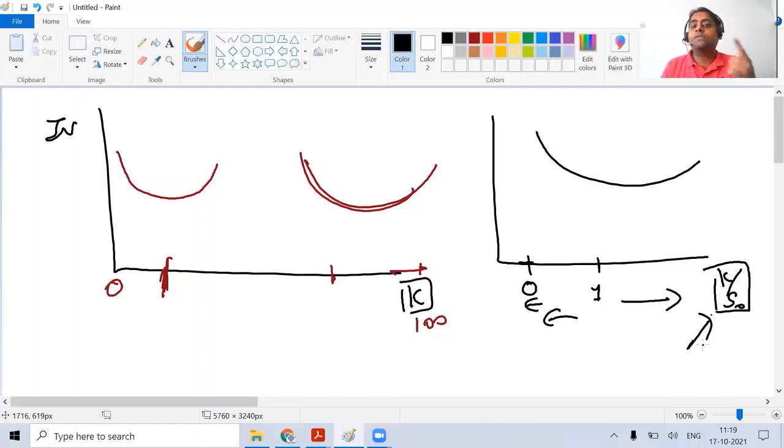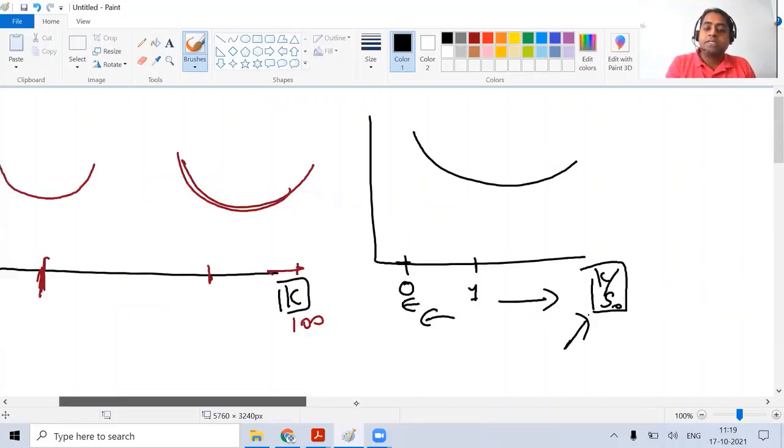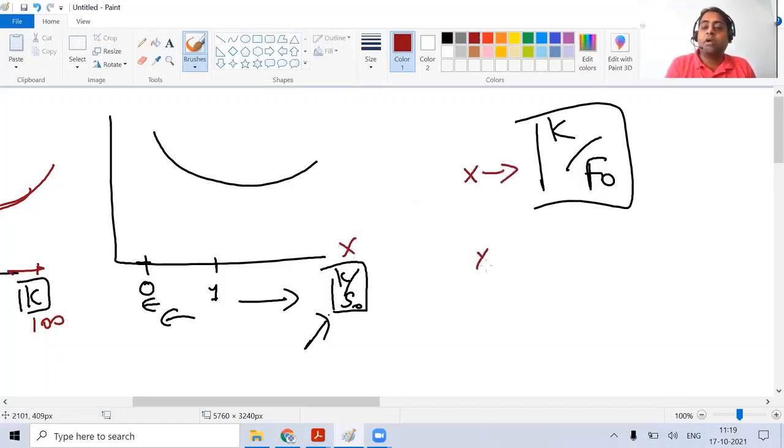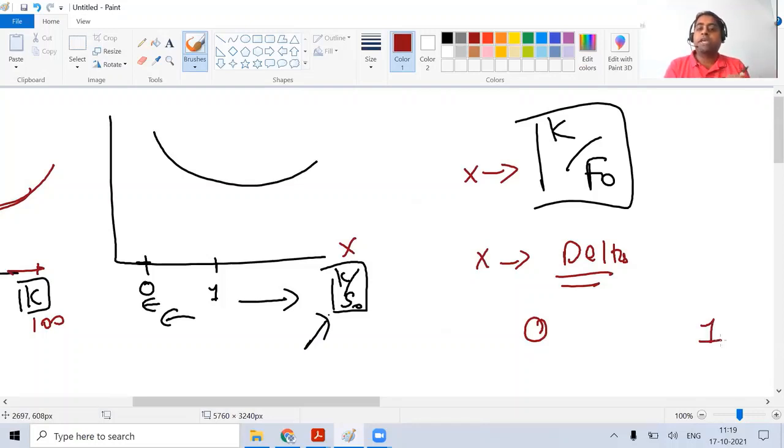I can create K by S0, which you have also seen in the diagrams in the book. Now, in many cases, instead of K by S0, they take K by F0 also on the x-axis. So this can be one variation of the x-axis. There can be one more variation. We can also take delta. I hope you remember the call delta was between 0 to 1, and the put delta was again 0 to negative 1. But the logic is that it acts as a percentage. So we can use delta also on the x-axis. These are just variations that we can see with respect to the x part.